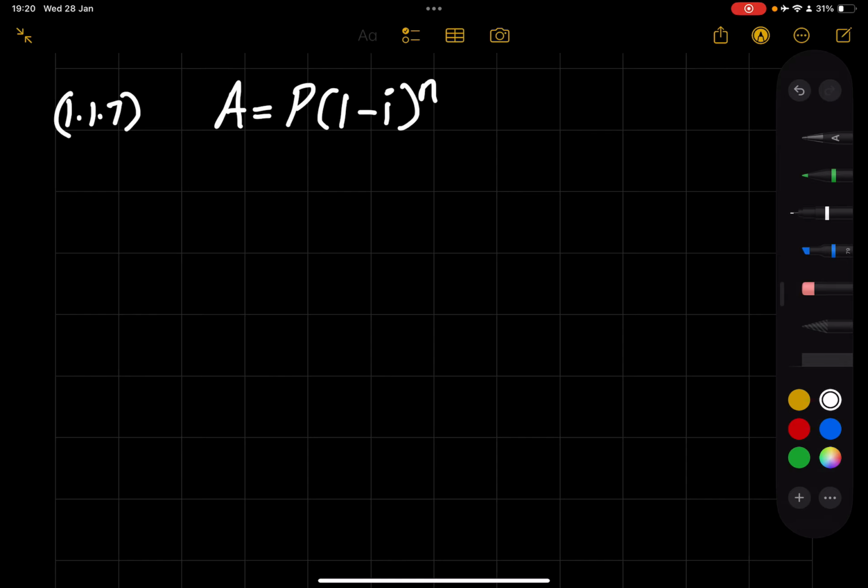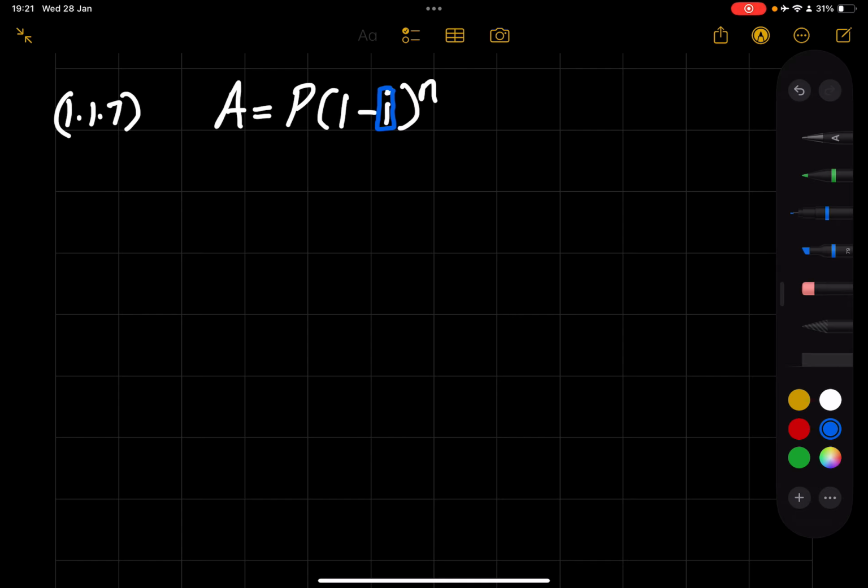In this question, we need to make I the subject of the formula. So we need to make I the subject of the formula, I just highlighted in blue. All right. So now let's see.